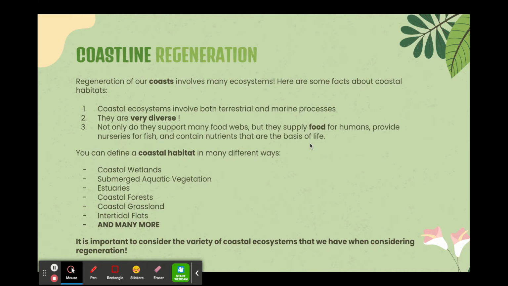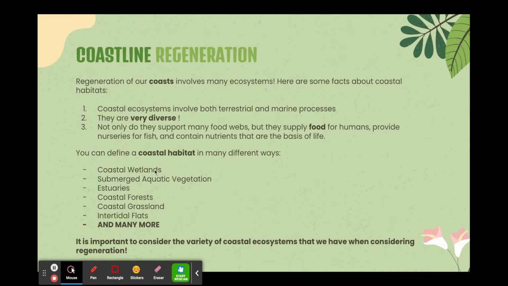So something that you may not have thought about, and something that is important to keep in mind, is that you can define a coastal habitat in many different ways. So, when you're thinking about this problem, I really want you to narrow it down to a specific place because depending on the place, it might affect your solution, your outcome for your solution.